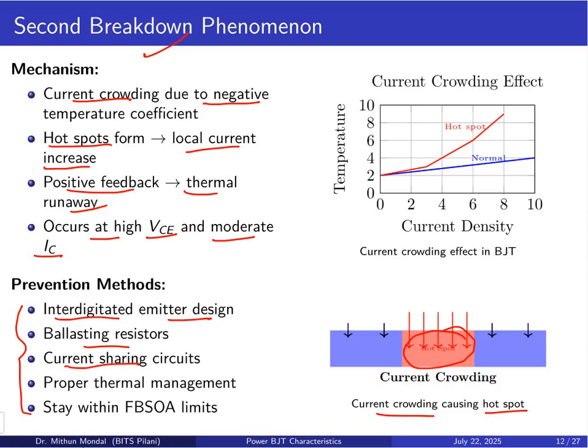Current sharing circuit: when there are too many BJTs in the circuit, you can share the current. Proper thermal management has to be done, and you have to operate the BJT within the safe limit of the operating area. Here you can see the current density and temperature. If the temperature increases again due to the current density, there will be hotspot formation, but you have to operate the BJT under the normal region. So current crowding, you have to avoid it.